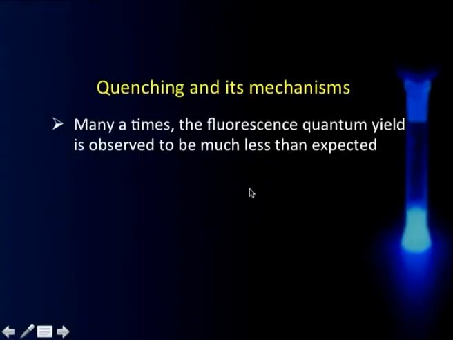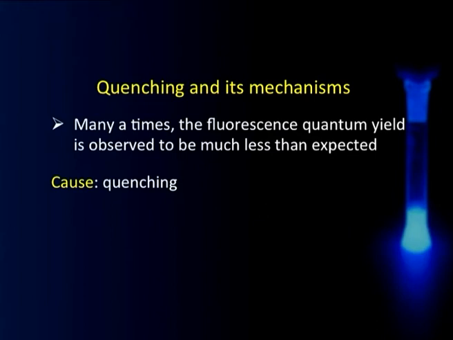Let us move further and see what we understand by quenching. But why do we talk about quenching? The reason for that is many times what happens is we find that the fluorescence quantum yield is observed to be much less than what is typically expected on the basis of the rates of reactions over there. Why so? The reason for that, the cause of that, is what is called quenching.